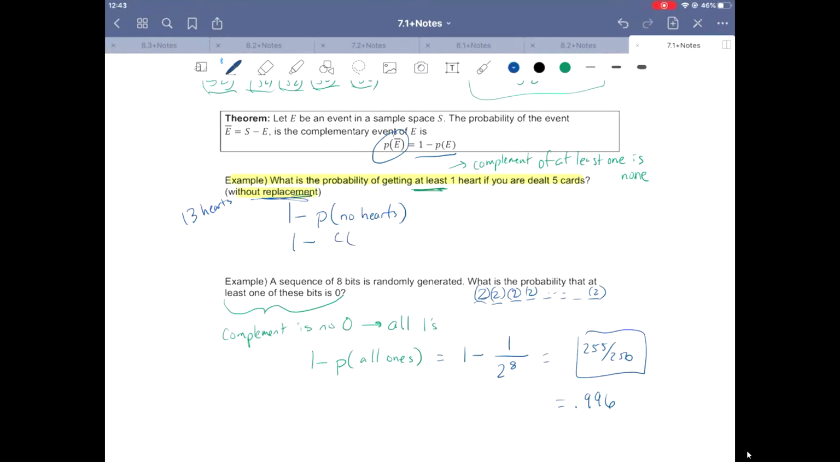So no hearts, there's 39 cards that are not hearts. You want to pick 5 of them and divide it by the total number of ways you can get 5 cards, which is 52 choose 5. And that's what you want. I didn't even multiply this out, but that's what you want your answer to be.